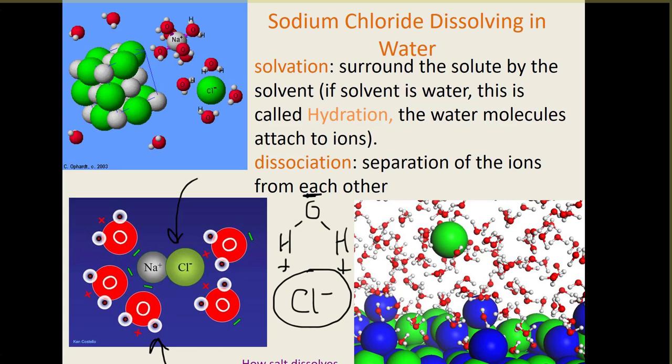And then after they surround the salt, going through that hydration or solvation, dissociation will occur. The water will actually pull those ions apart. And just like what this picture is showing, I will have a single ion surrounded by water. So again, that's called dissociation, where the ions are separated from each other.